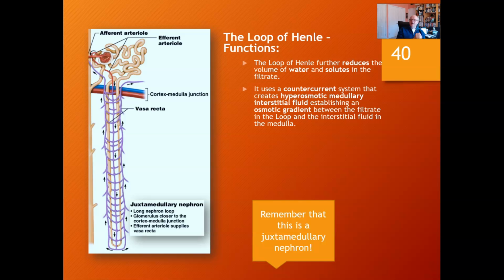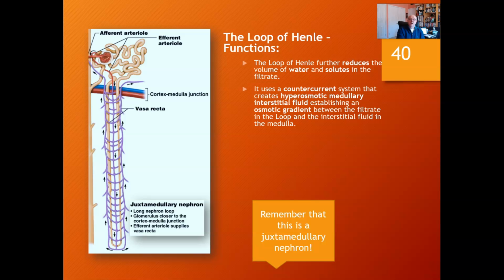And we'll see how. So the countercurrent system creates a hyperosmotic medullary interstitial fluid. Well, the medullary interstitial fluid is essentially the fluid between the cells around in the medulla, okay, around the loop of Henle. So something makes that hyperosmotic, very concentrated.